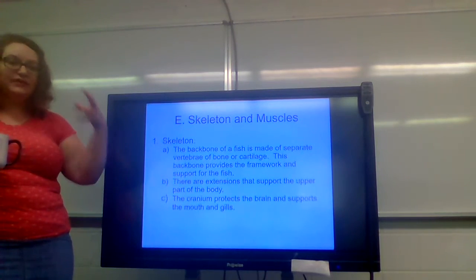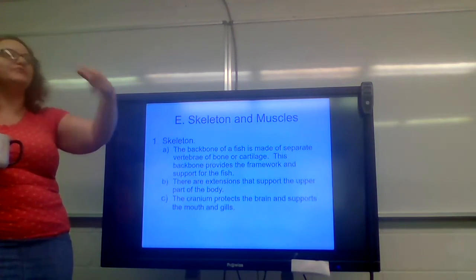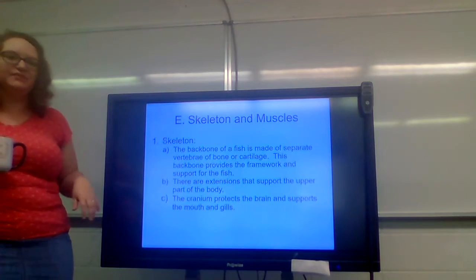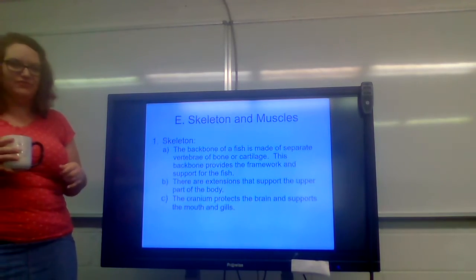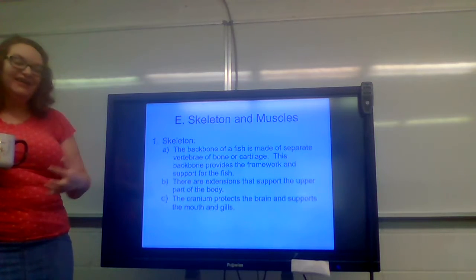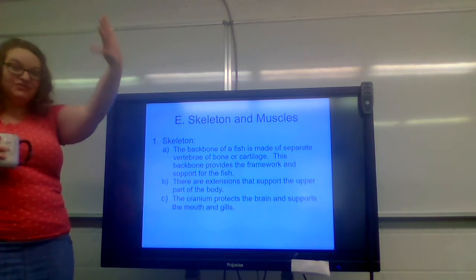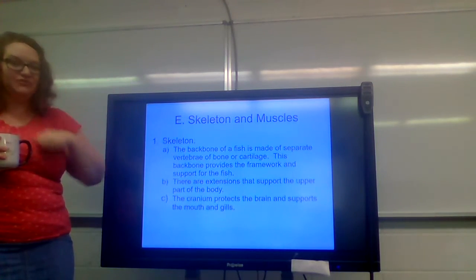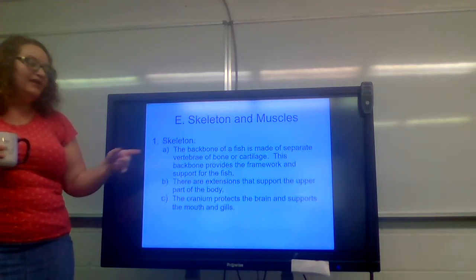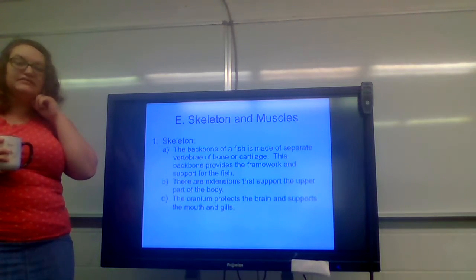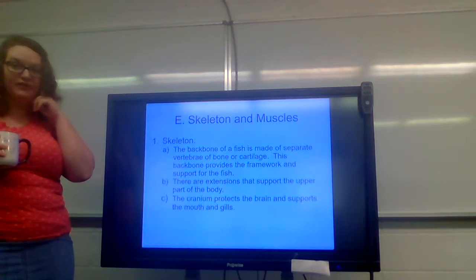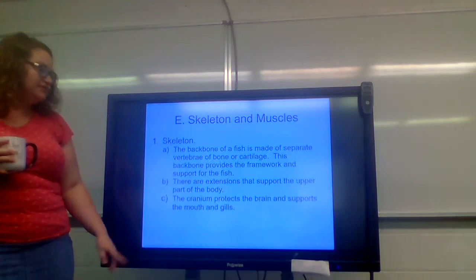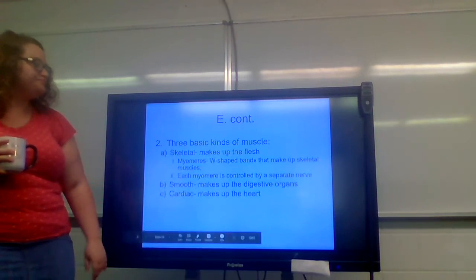The cranium, think about your head, okay? We're gonna refer back to us a lot because it's easier to think about you than a fish sometimes. All right, your cranium protects your brain, okay? Fish's cranium does the same thing. And your cranium also is that support for your jaw, okay? Think about where your jaw is hinged. It's hinged up on your cranium, correct? A fish's is as well.